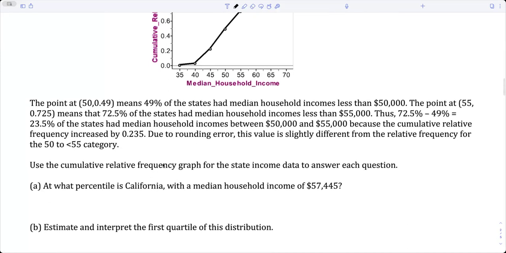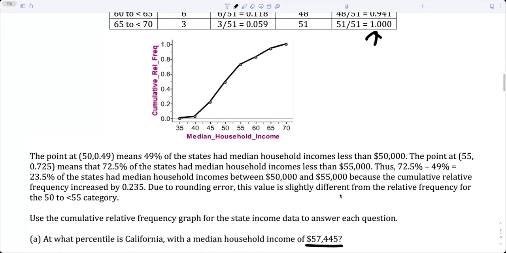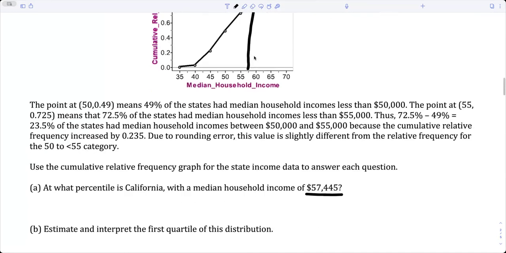It says use the cumulative relative frequency graph for the state income data to answer each question. At what percentile is California with a median household income of 57,445? Okay, so we are going to go to, let's say, 57,000, which is somewhere right in there. All right, draw that line. And then we are looking on the left side there. So I said it was about the 78th percentile.